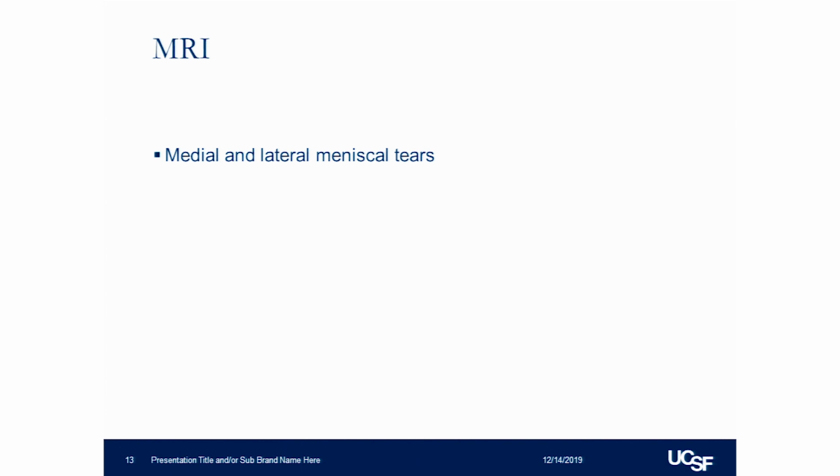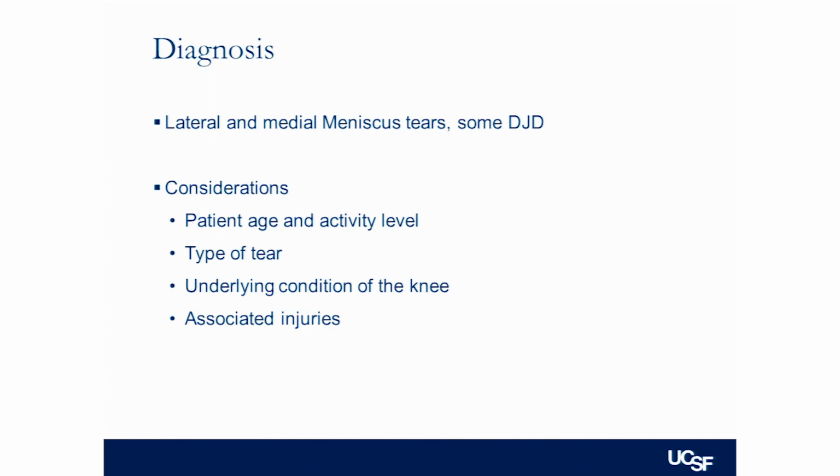And we get an MRI and the radiologist report comes back and says, okay, he's got medial and lateral meniscus tears. So, same set of considerations again. What is the patient's age and their activity level? Somewhat older patient here, moderately active, not a high-level athlete. The types of tears, these are more degenerative type tears. And the underlying condition of the knee, it's got some wear and tear on it. And associated injuries, no, his ACL is good.